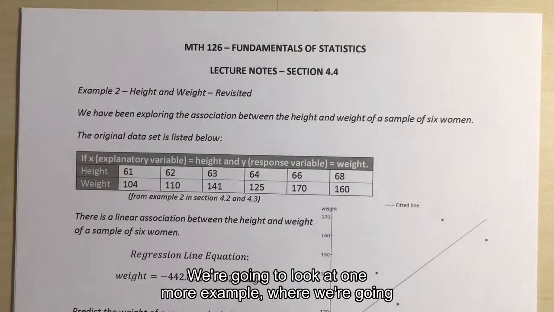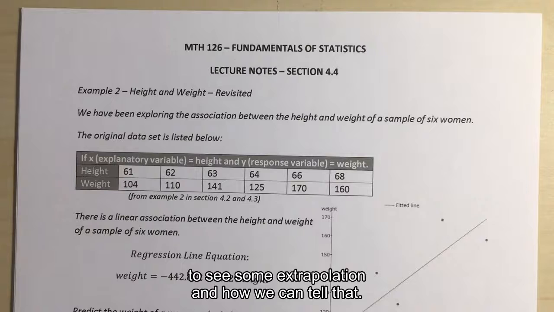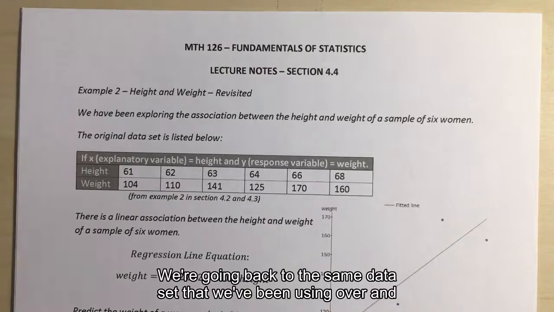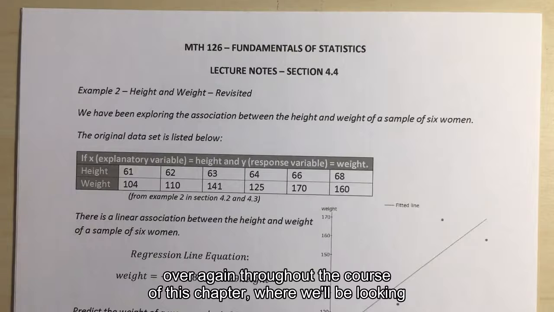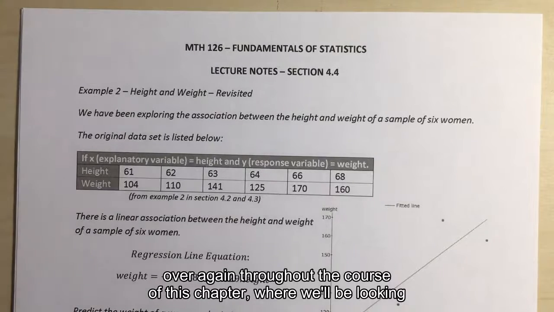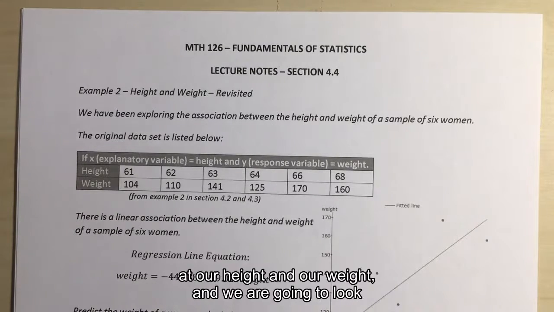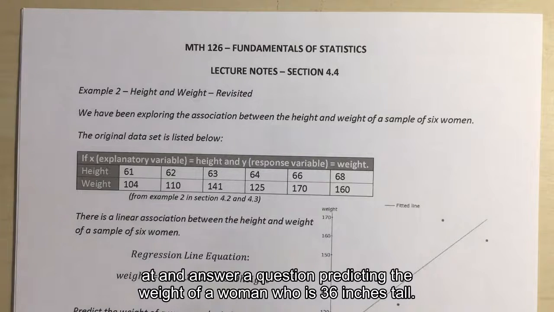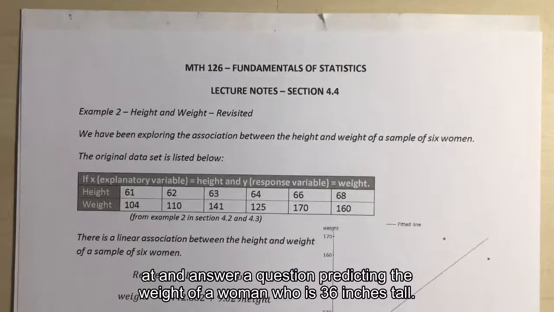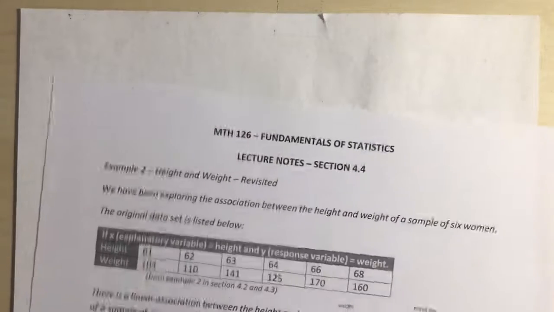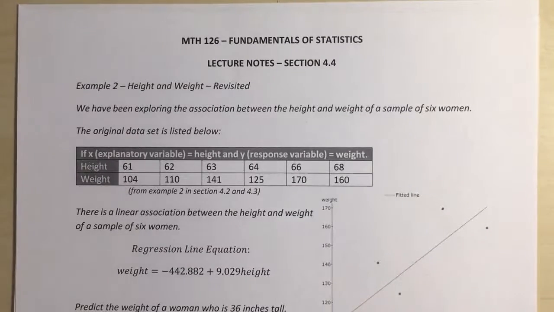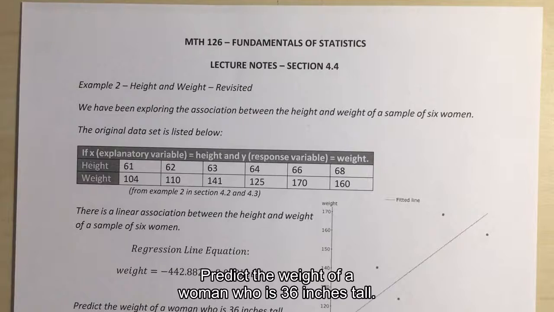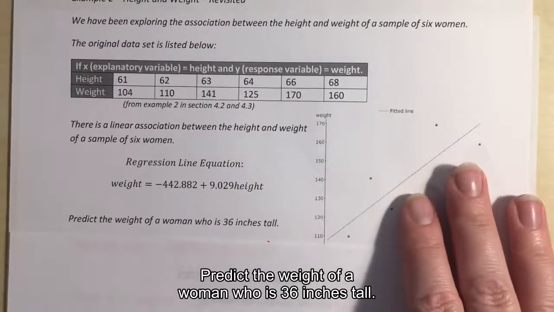Right. We're going to look at one more example where we're going to see some extrapolation and how we can tell that. So we're going back to the same data set that we've been using over and over again throughout this chapter, where we're looking at our height and our weight. And we are going to answer a question predicting the weight of a woman who is 36 inches tall. I'm just going to switch sheets of paper here. Right. So predict the weight of a woman who is 36 inches tall.